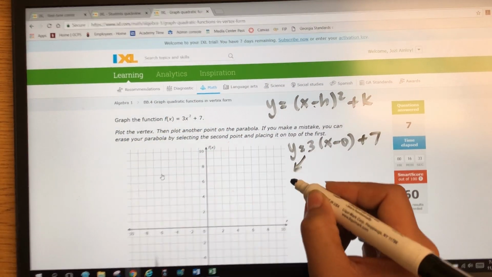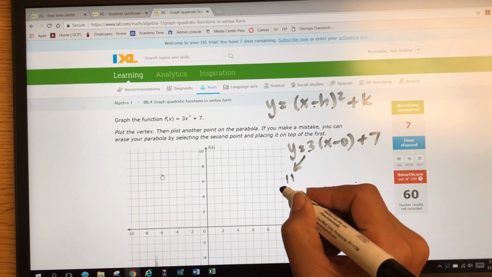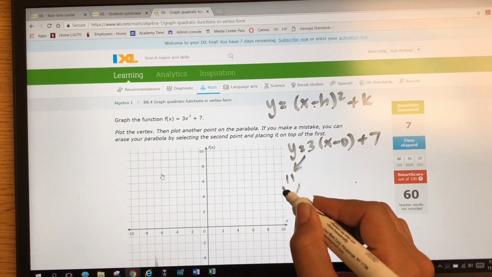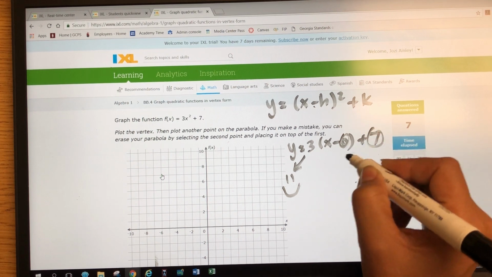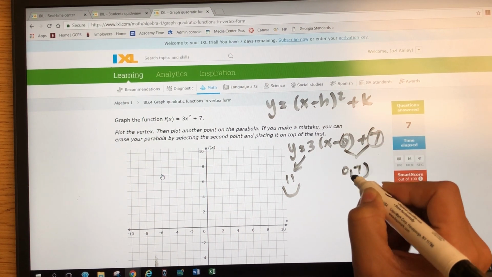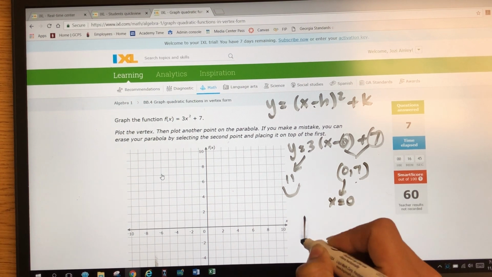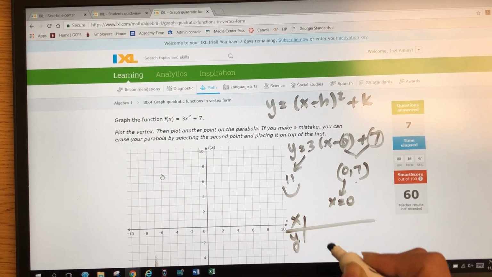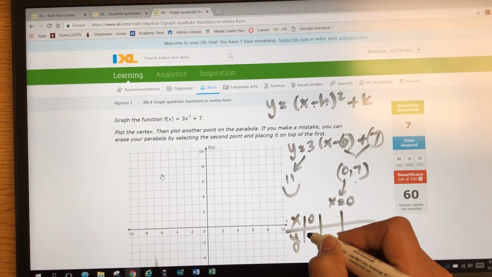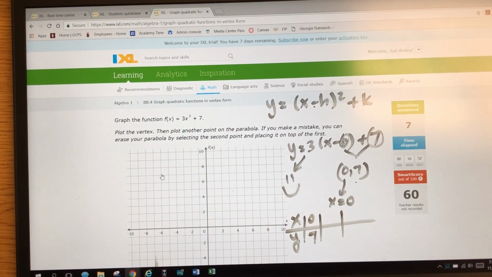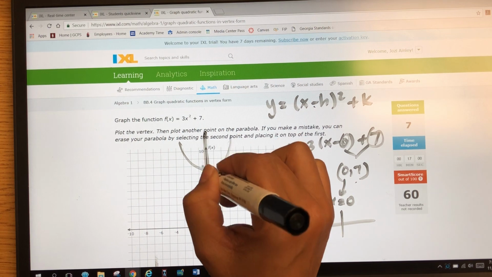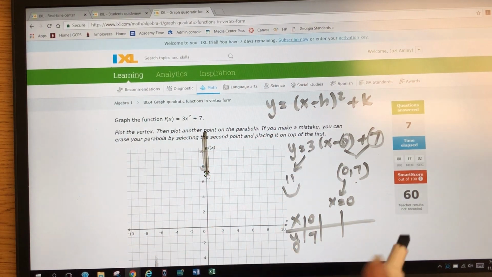Then again, first number, positive or negative? Positive. So happy face. So it should look like this, opening upwards. This number here is my vertex. So 0, 7 is my vertex. This first number is my axis of symmetry. And then you draw your table. Start with the vertex, which is already 0, 7. It should be upward sloping, so it's like this. x equals 0 is my axis of symmetry, so that's my axis of symmetry right there.